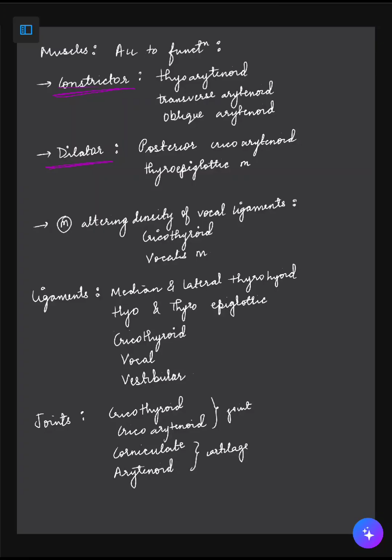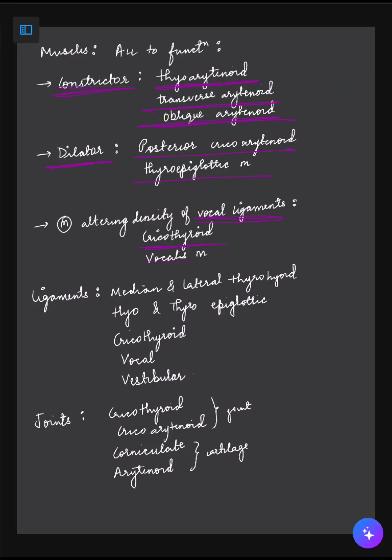Which are those muscles which help in constriction? Thyroarytenoid, transverse arytenoid, oblique arytenoid. And what are dilators? Posterior cricoarytenoid and thyroepiglottic muscle. Now, muscles which alter the density of the vocal ligament are cricothyroid and vocalis muscle.